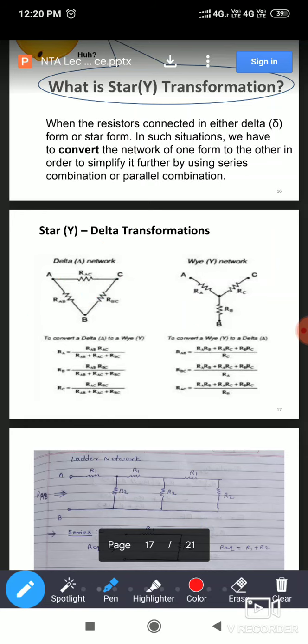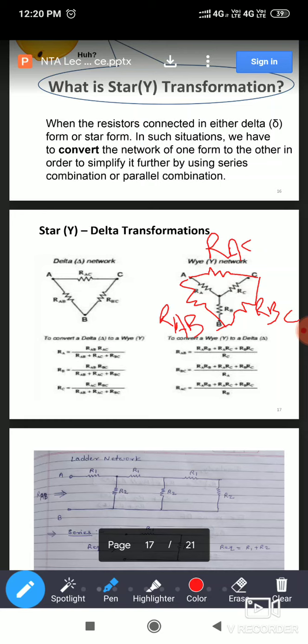Or simply I will draw here. So star delta is like this. This will be the RAC, this will be the RBC, and this will be the RAB. So in that case, how to find out? So star and delta are combined in one figure. Okay, that is shown here.